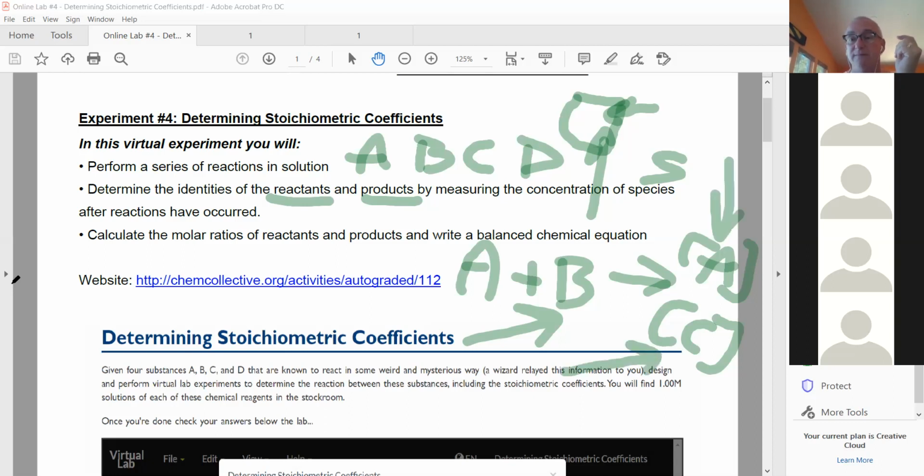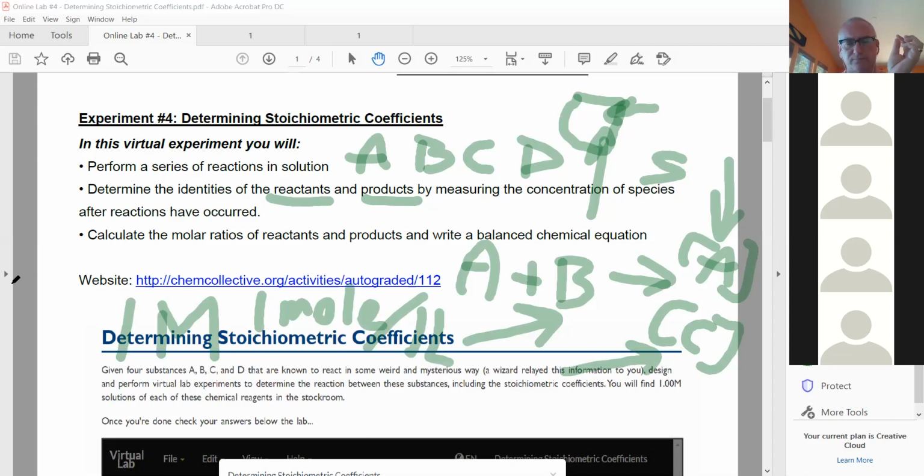Is A then going to disappear? And then figure out what's the ratio of A to B. You're going to be given, they're all going to be present in 1 molar concentrations. What does that mean, 1 molar concentration? Moles over liter? Right, so each one of them will have precisely 1 mole in 1 liter. And I think you're given like 100 mils of each one.